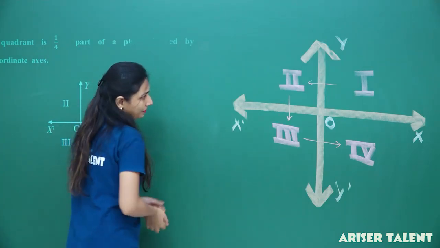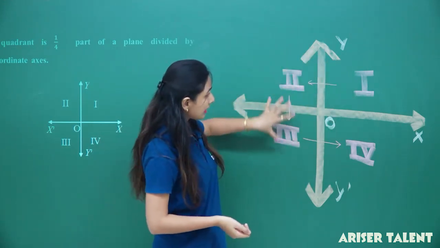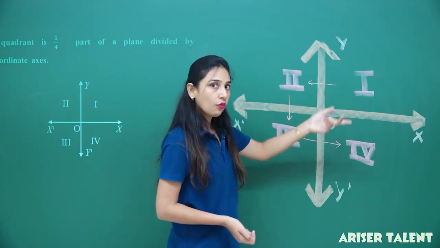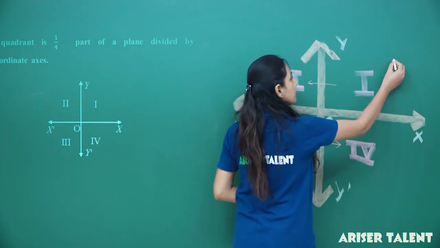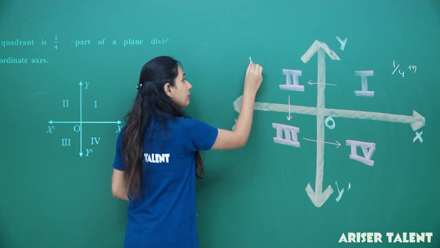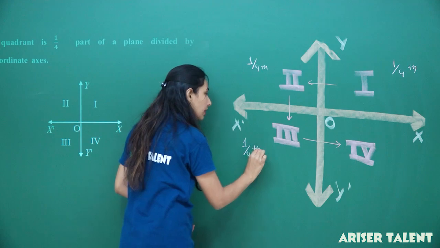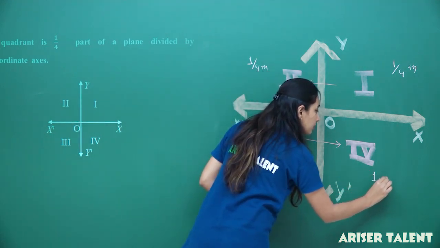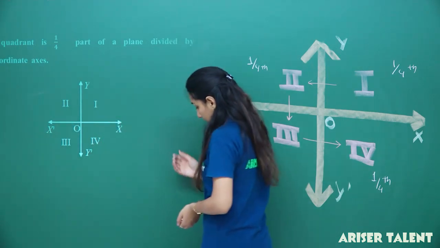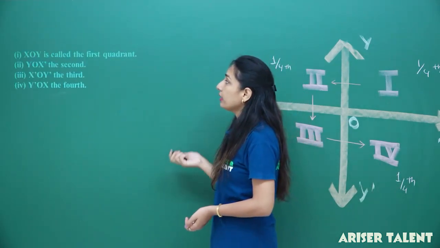Okay. Now, these are the quadrants, all equal. If this is the complete part, this part is obviously 1/4 of the complete plane. That will also be 1/4, similarly that will be also 1/4 and that will be also 1/4. Right or wrong? Okay. So the quadrant is a 1/4 part of a plane divided by the coordinate axis.